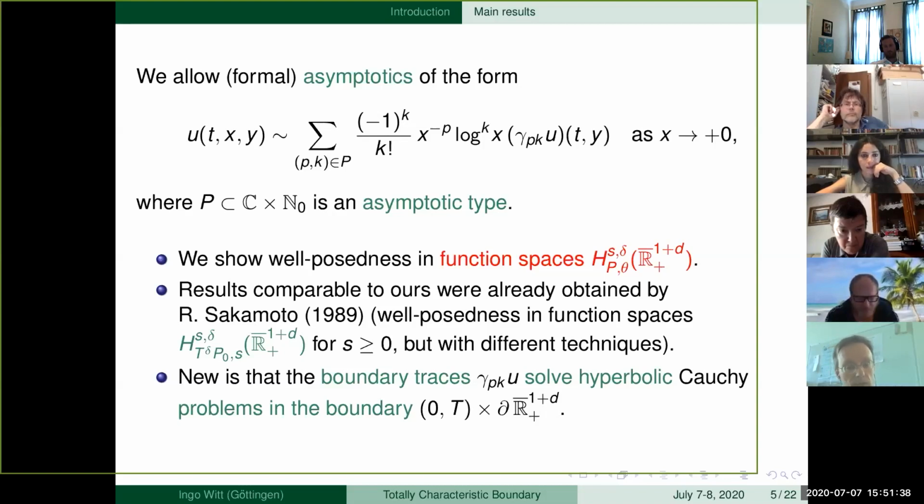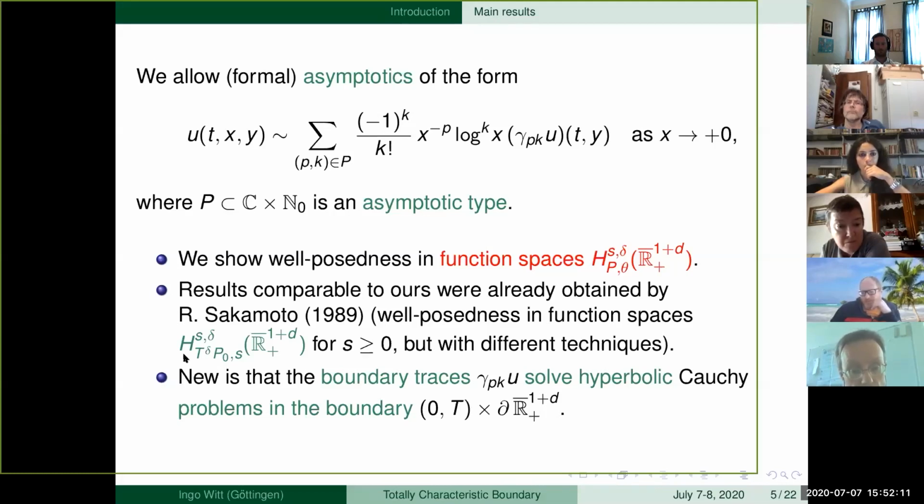So these results were already obtained by Reiko Sakamoto in, say, a smaller class of function spaces. So here she has 3 parameters. So I just write it in the way I'm going to use it later. In case delta is 0, the space is nothing else but the usual H^s space. And for any other delta, it's essentially x to the delta times H^s.